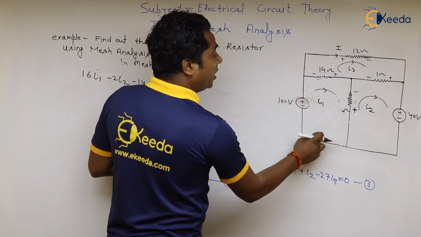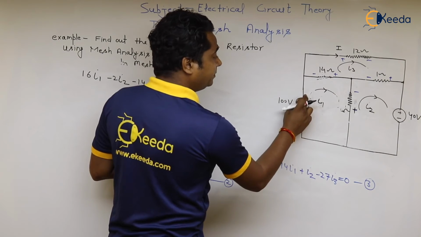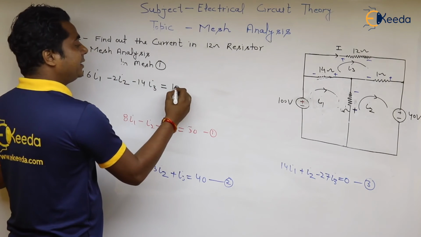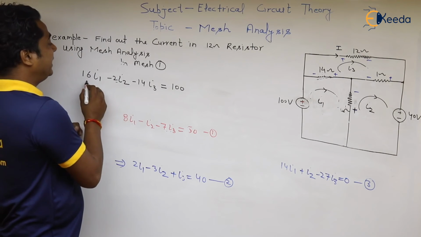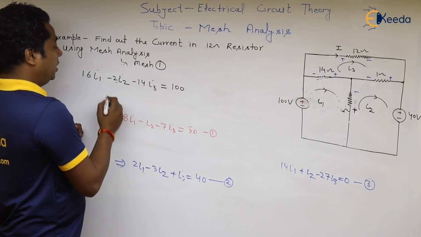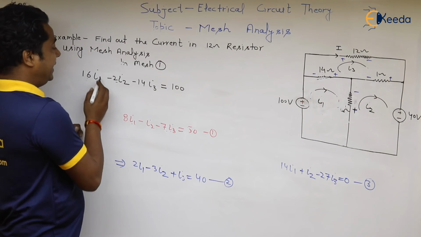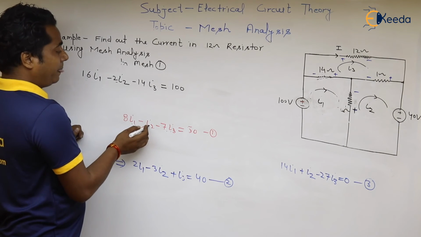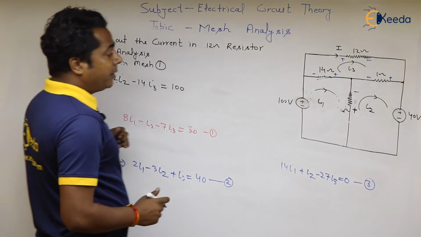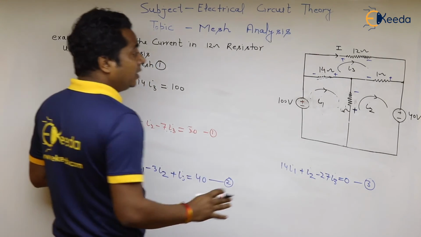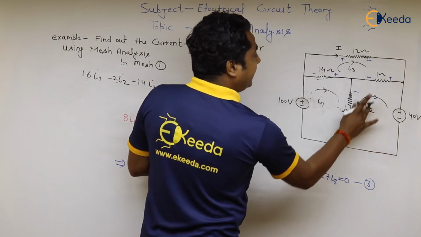Current is flowing from negative to positive, so it would be written as 100. From here we can say that if we divide by 2, then we will get this equation: 8 I1 minus I2 minus 7 I3 is equal to 50. And now apply in mesh number 2.